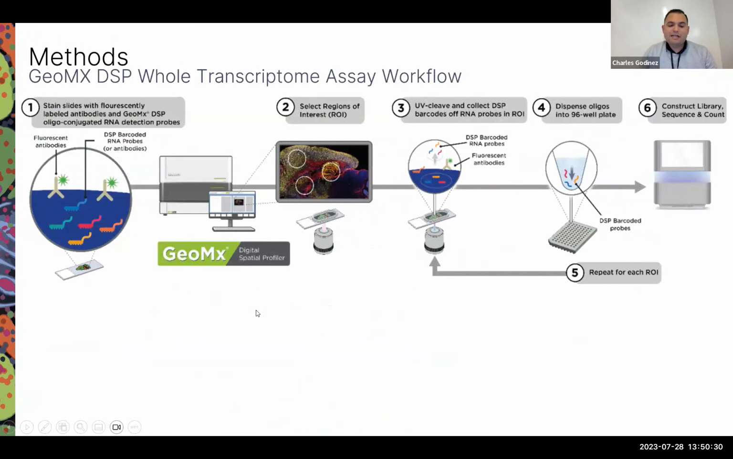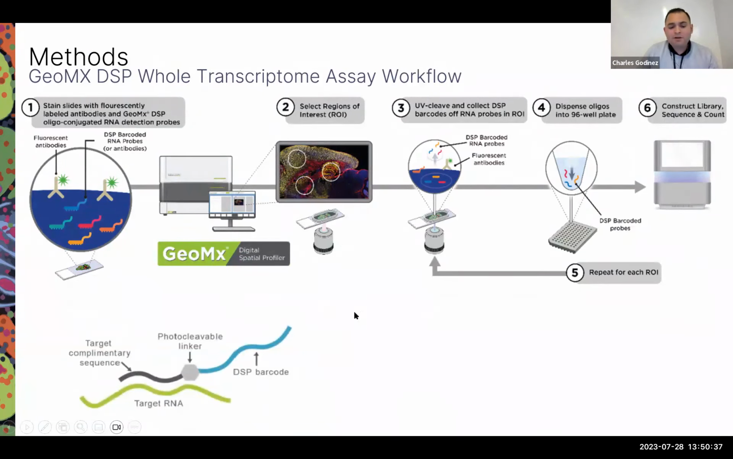And here's an overview of the entire assay workflow. And the key to this technology are the RNA probes. RNA probes are oligo tags connected to complementary sequences for the target RNA, and they're connected via a photocleavable linker. These RNA probes are allowed to hybridize on the tissue overnight. Then the next day, the user would stain the tissue with a nuclear stain to visualize nuclei and up to 3 fluorescently labeled antibodies, also called morphological markers, that will assist with the selection of regions of interest that the user wishes to profile.